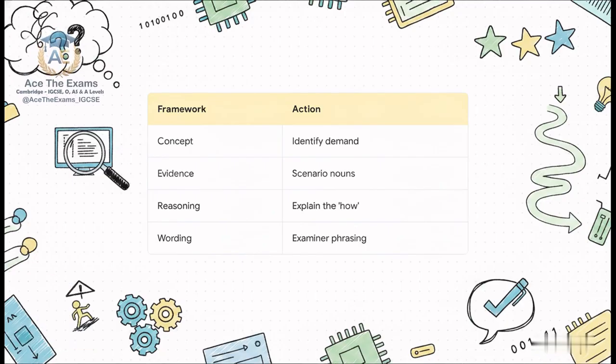The absolute golden rule you have to remember is this: 1 mark equals 1 unique technical point. Let me be clearer. If a question is worth 3 marks and you write 1 beautiful technical point but you just repeat that exact same idea 3 times using different words, you are only going to score 1 mark. It's heartbreaking. You have to use the command word to identify the action, find the scenario nouns for your evidence, explain the how for your reasoning, and then lock the whole thing in with exact examiner wording.